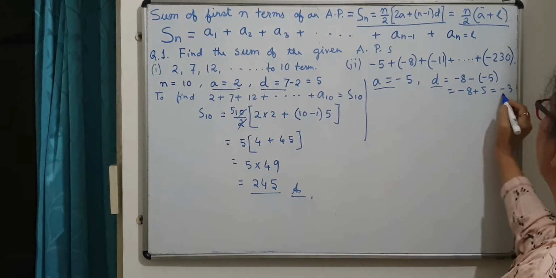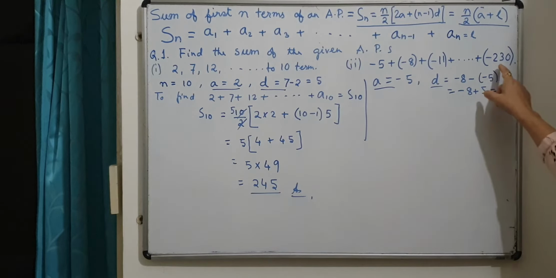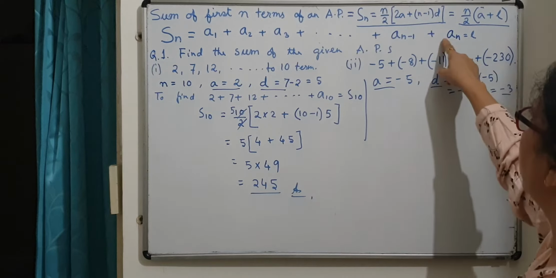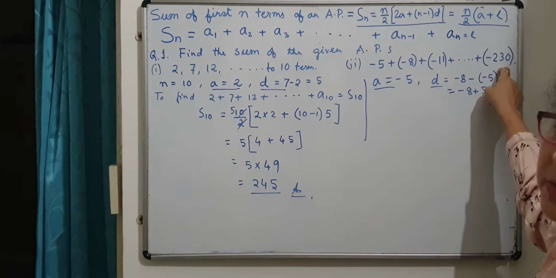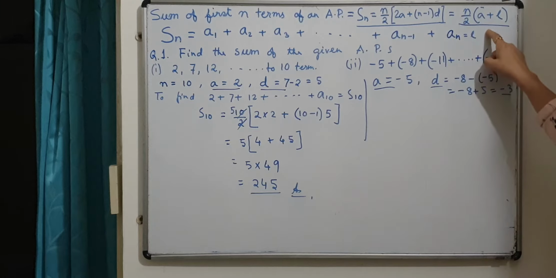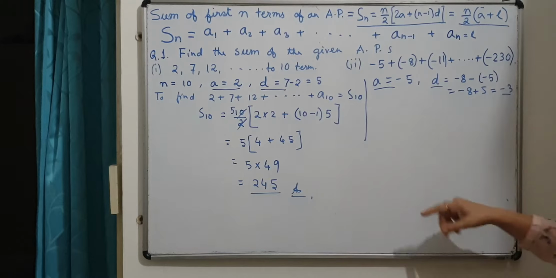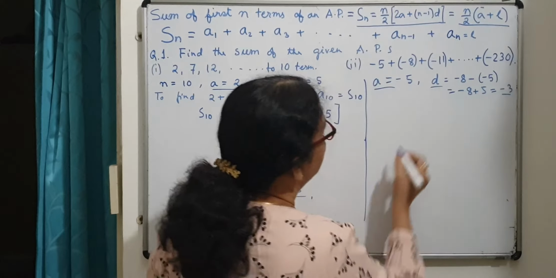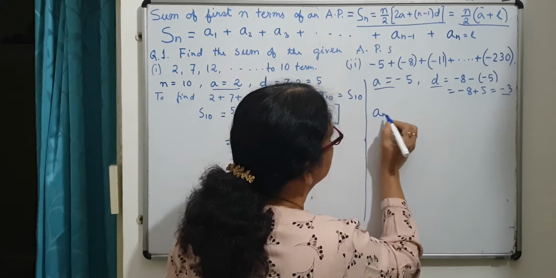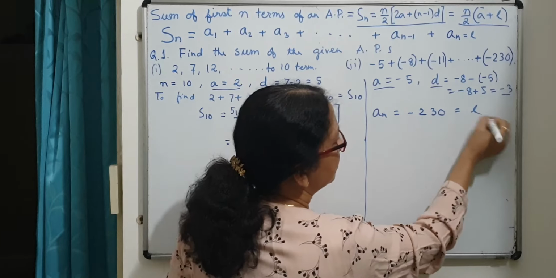A is given, D is given. But you see here in this question, the number of terms is not mentioned. The last term is given, last term is L, which is an. So I will be using this formula, but for using this formula I have to know n, where this n is not given. But I can very easily find out this n, because an is given, that is the last term. An is minus 230.